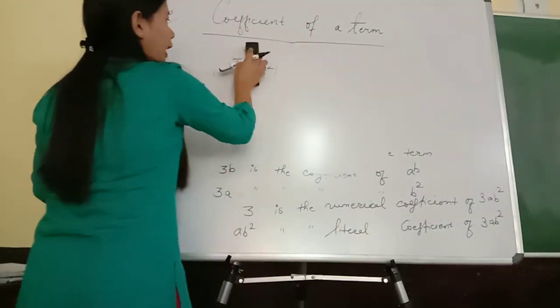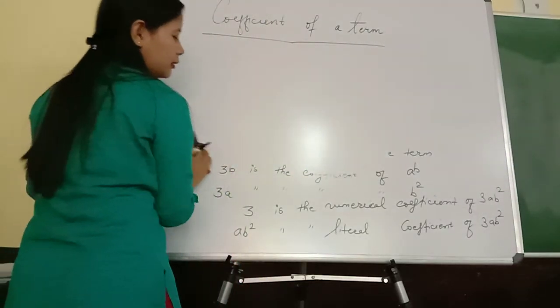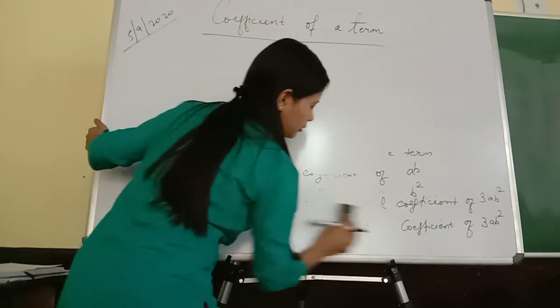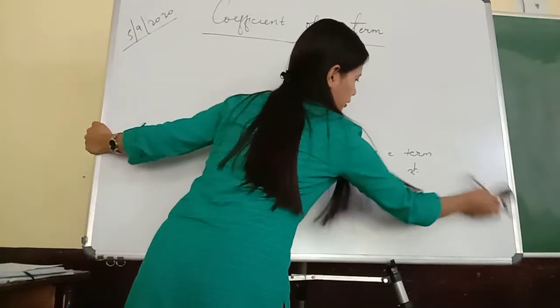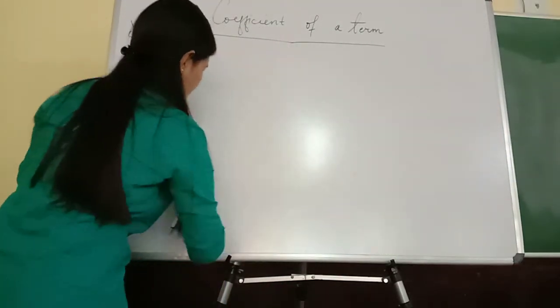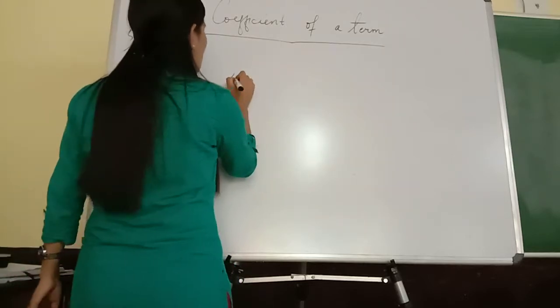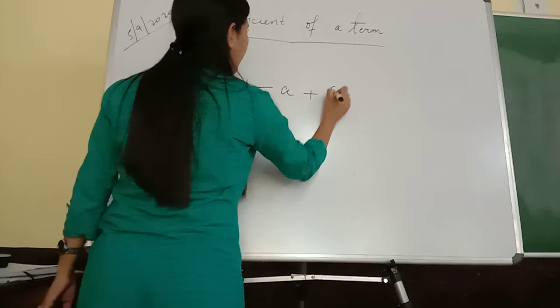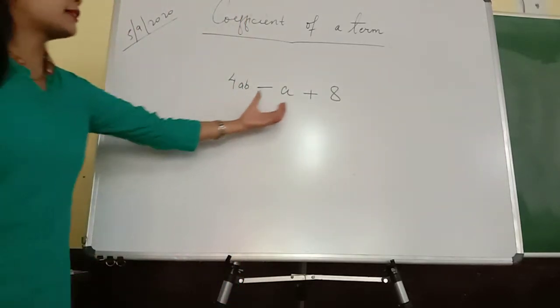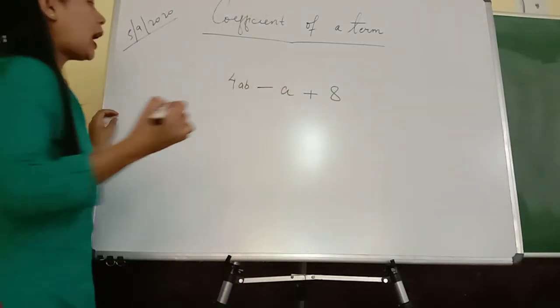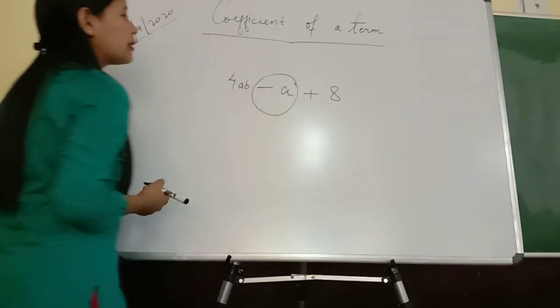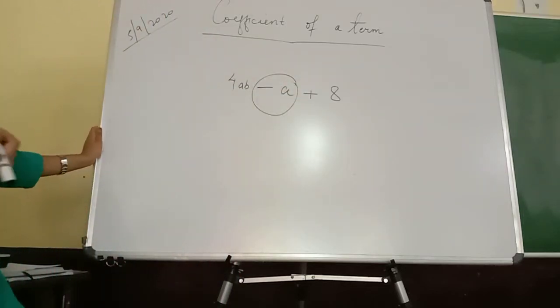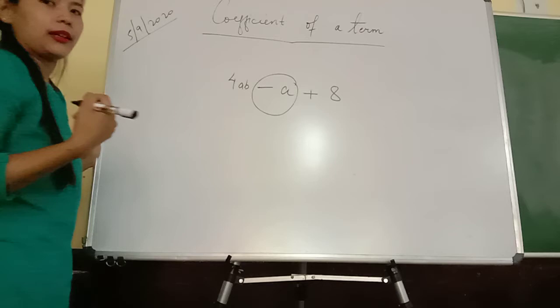Suppose I have 4AB minus A plus 8. So this is an algebraic expression, and I ask what is the numerical coefficient of minus A.